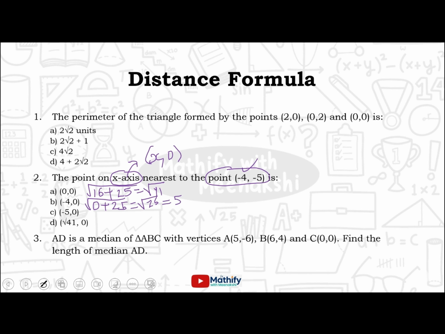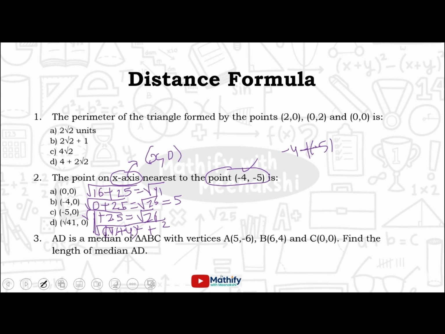Now let's move to third option. Again, you will take the distance: minus 4 minus 4, minus minus 5, and that becomes plus. So minus 4 plus 5 is 1. 1 square is 1, plus minus 5 minus 0 square, that is again 5 square, 25. So here it's root 26. Now root 41 and minus 4. If you see carefully, we know that it's more because it will give you root 41 plus 4 square plus 5 square. So we know this one is more.